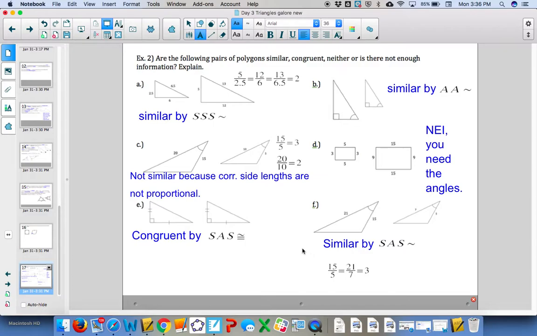And then F, those two triangles would be similar by side-angle-side similarity. You can see that the scale factor from the smaller triangle to the larger triangle is the same. It's 3. And then you have this included angle that's the same. So these are similar by side-angle-side similarity.